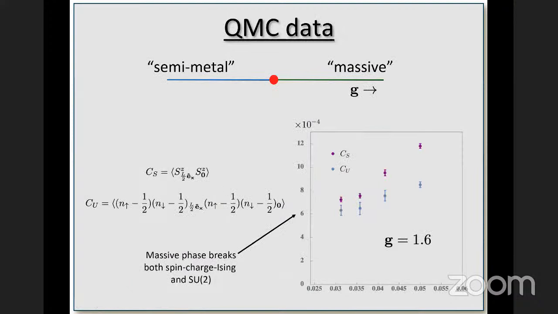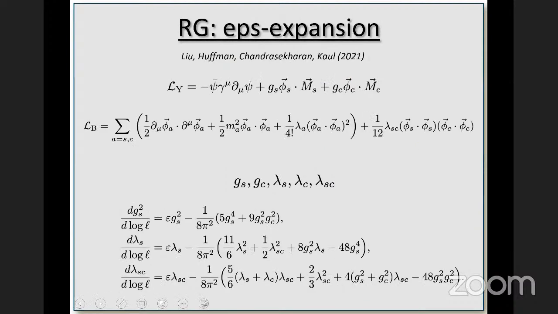Okay, so that's our interpretation, and now what I wanted to do was study. Basically, we can take this combined Yukawa-boson model and do a one-loop calculation in the epsilon expansion. So you have 5 nonlinearities: GS, GC, lambda S, lambda C, and lambda SC. And they all become marginal in 4 dimensions, and so you can do an epsilon expansion.